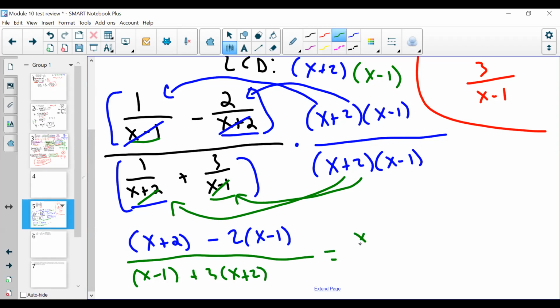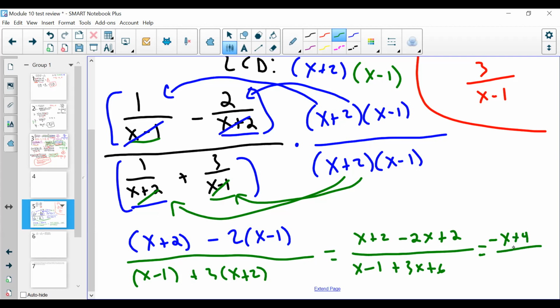So I have x plus 2 on the top. Distribute the negative 2 to get negative 2x plus 2 all over x minus 1 plus 3x plus 6. Combine like terms on the top. I have a negative x plus 4 all over 4x plus 5. I really have nothing else I can do there. That's going to be my answer.